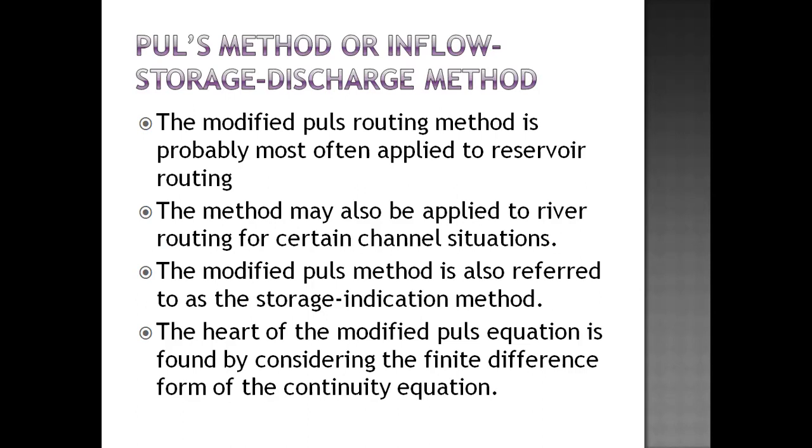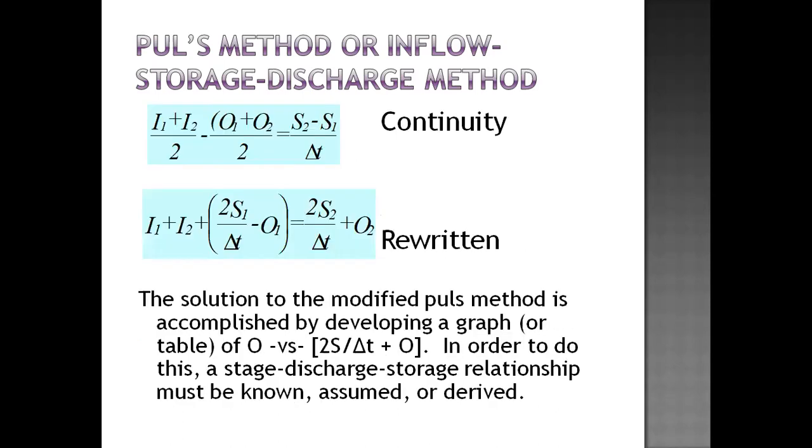The heart of the modified pulse equation is found by considering the finite difference form of the continuity equation. Pulse method or inflow-storage-discharge method: (I1 + I2)/2 − (O1 + O2)/2 = (S2 − S1)/Δt. This is the continuity equation. Rewritten: I1 + I2 + (2S1/Δt − O1) = 2S2/Δt + O2.